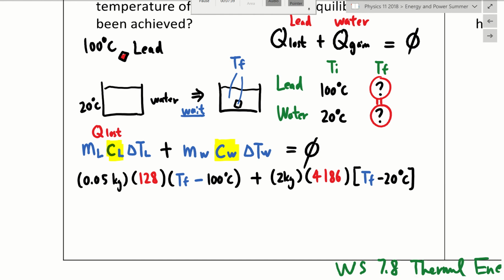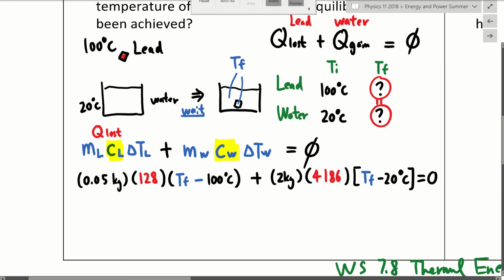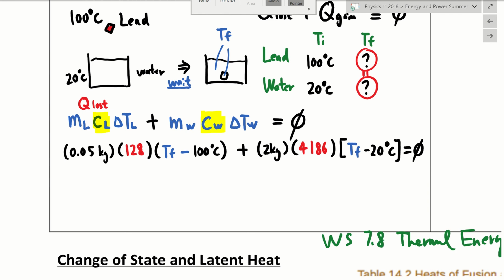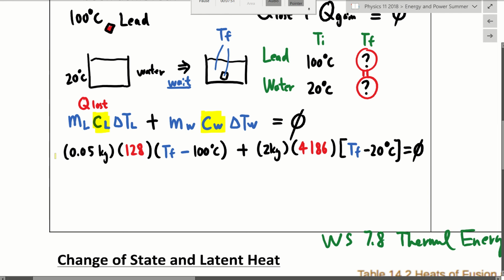So change in temperature means final minus initial, right? Always. And then it's supposed to equal 0. Now, this you have to use a calculator. So what you would do in this case is take this whole number and use a calculator to multiply it, which equals 6.4. And then you take that 6.4 and you multiply into this term and this term. You distribute it inside the bracket.